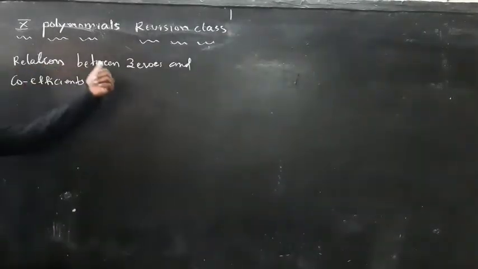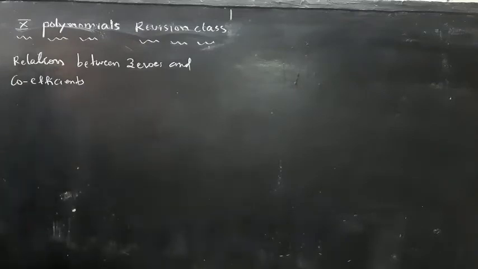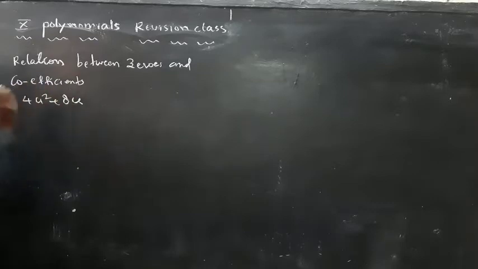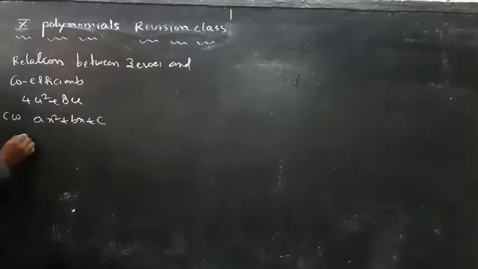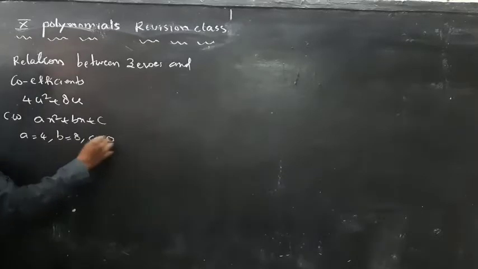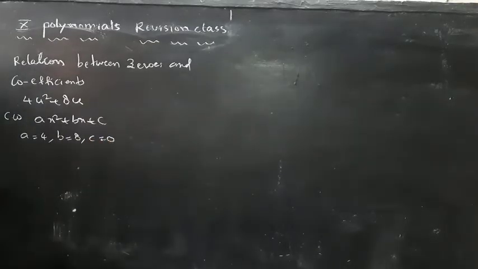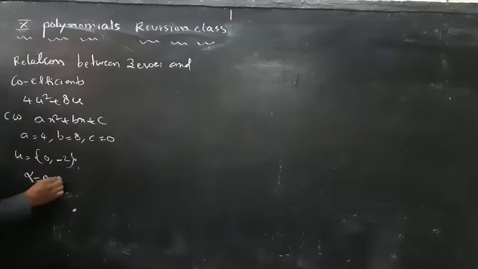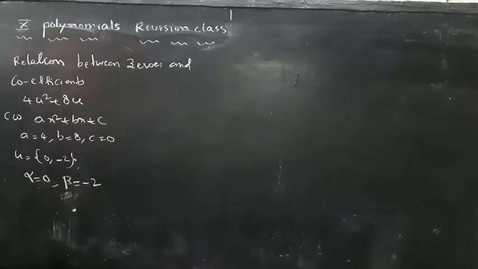Now, relation between zeros and the coefficients. What is the given polynomial? 4u square plus 8u. So I am comparing with ax square plus bx plus c. What is a? a is equal to 4 and b is nothing but 8. c is equal to 0. What are the zeros here? u is equal to 0 comma minus 2. So from this I am taking one zero as alpha and one zero as beta. So alpha is equal to 0 and beta is equal to minus 2.